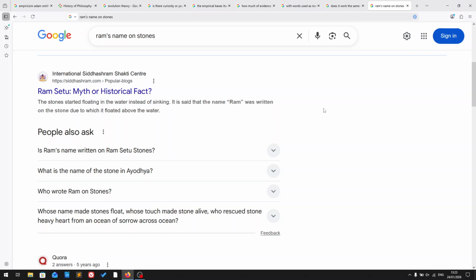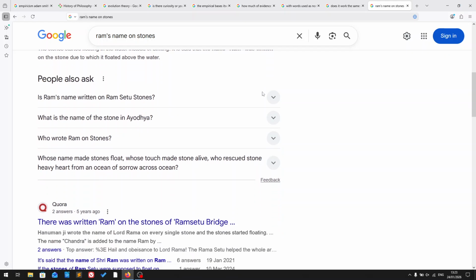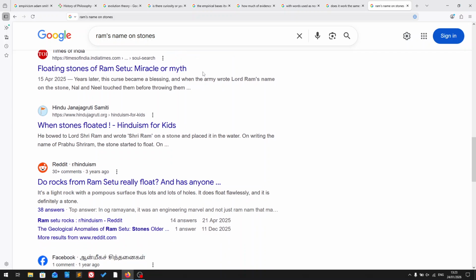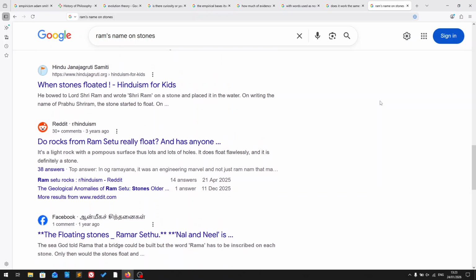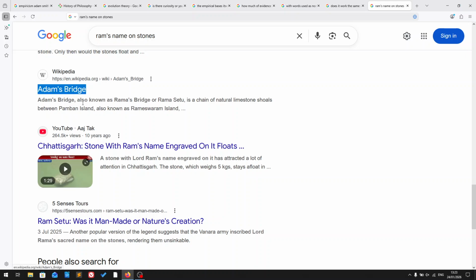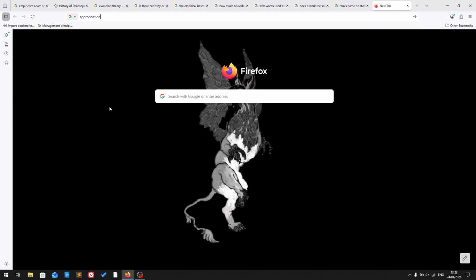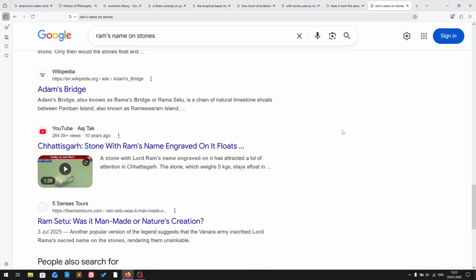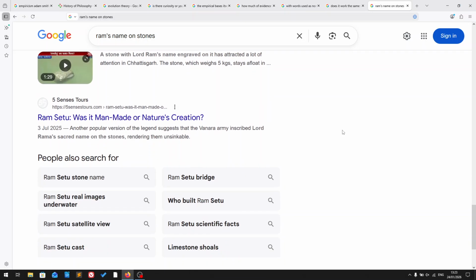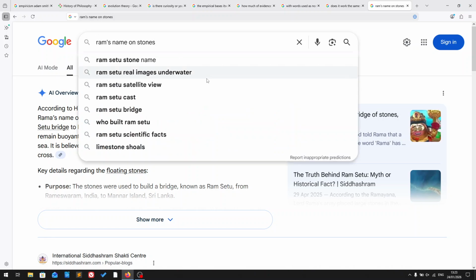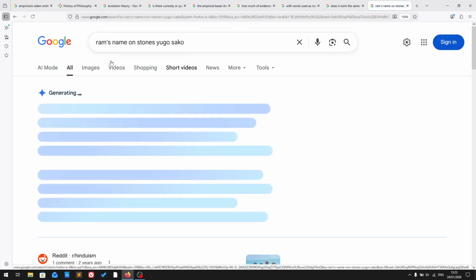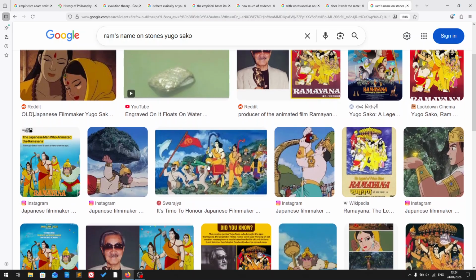So anyway, Ram Setu. By the way, this is the International Siddhashram Shakti Center. I don't know what that is. Hinduism Stack Exchange, miracle or myth. That's Tanzania. So many things. It's called appropriation. It is worth studying for these reasons. Is it Adam's Bridge or is it Ram Setu? And then there is this ongoing stuff about naming and changing names, and I wouldn't want to get into that again for obvious reasons. Let's say Yuga. Yeah, this one, right?